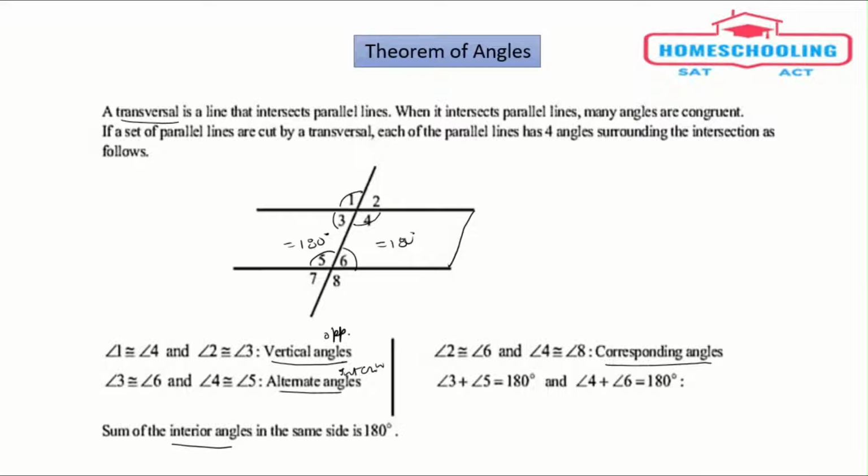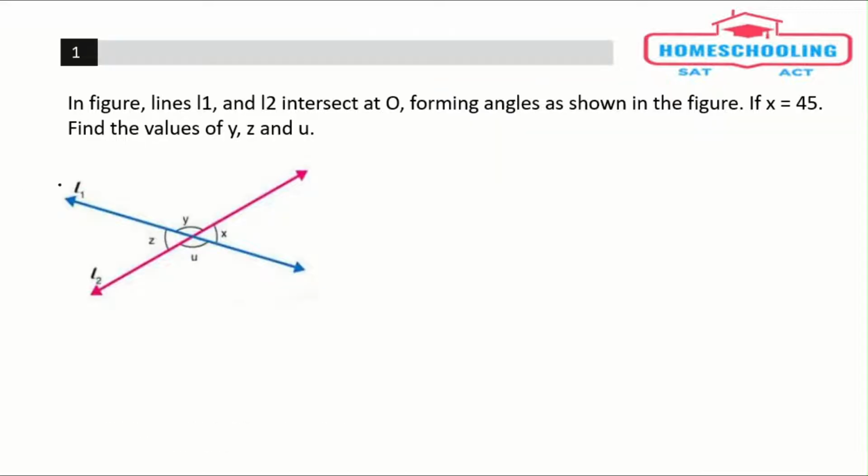Now moving on to the questions. Question number 1: line L1 and L2 intersect at O. So this is line L1 and this is L2 intersecting at point O, forming angles as shown. X is equal to 45, so this angle is 45 degree. Find the value of other angles, that is Y, Z and U.